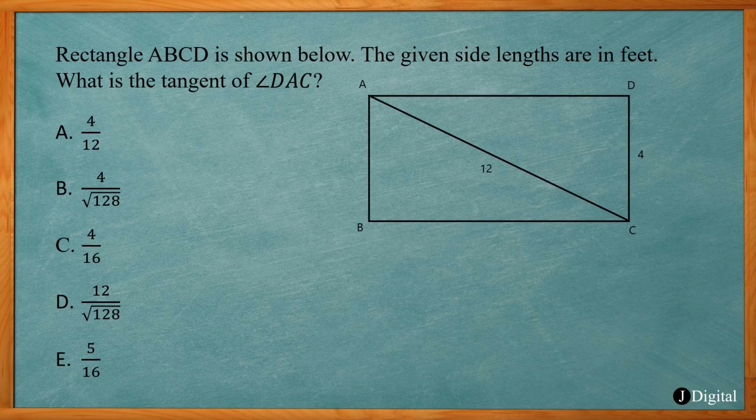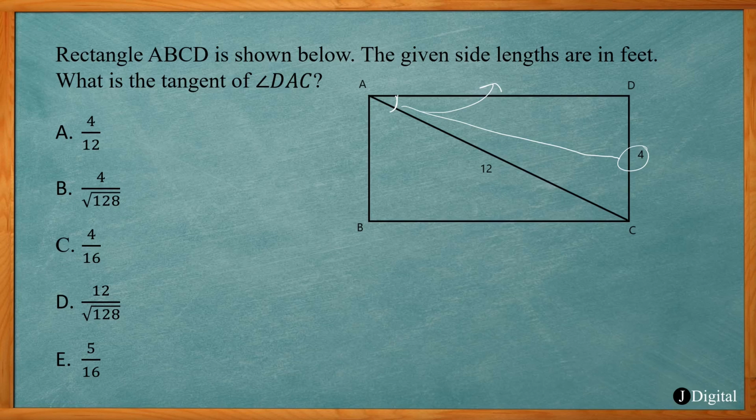In this problem, it says rectangle ABCD is shown below. The given side lengths are in feet. What's the tangent of angle DAC? So DAC is going to be here. Remember, tangent is opposite over adjacent. Okay, so we need to figure out the adjacent side.